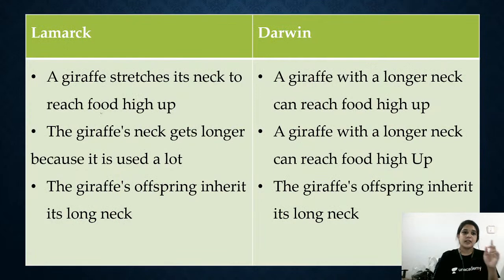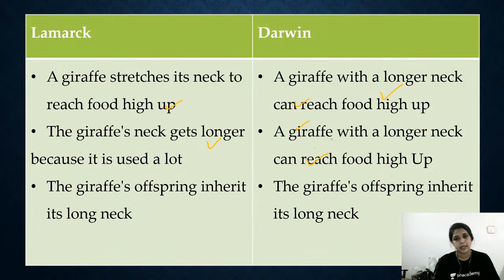See this. According to Lamarck, a giraffe's neck stretches. But according to Darwin, a giraffe which already has a longer neck can reach the food. That is nothing but the survival of the fittest, and it will survive. Okay, next. The giraffe's neck gets longer because it is using it a lot. That is according to Lamarck. But according to Darwin, a giraffe which already has a longer neck can reach it, and the giraffe's offspring will inherit the longer neck.